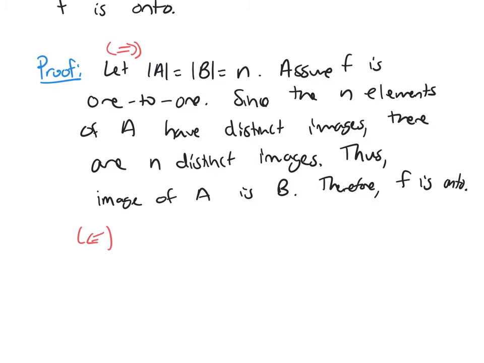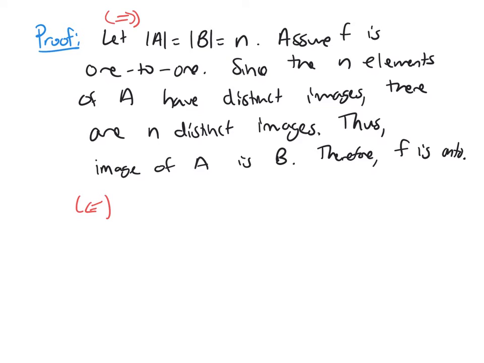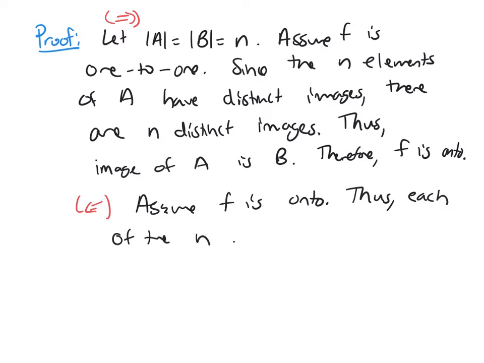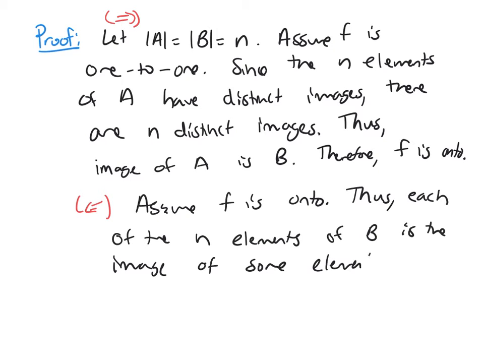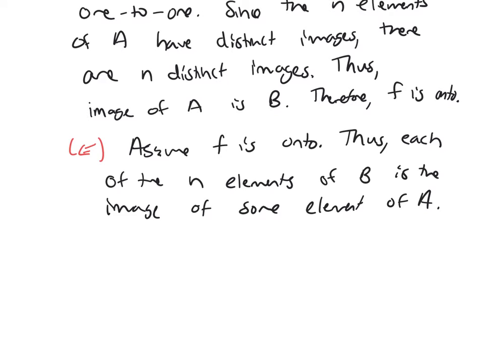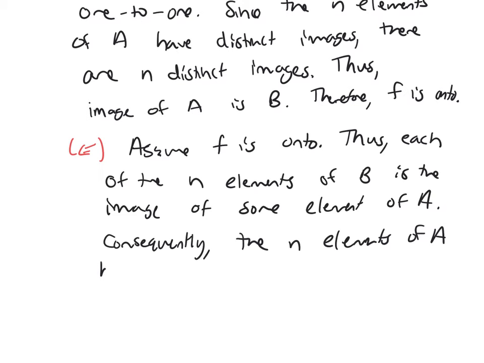Now let's go in the backwards direction. So now we're going to assume F is onto. That means that each of the n elements of B is the image of some element of A. Well, that means that consequently the n elements of A have n distinct images in B.